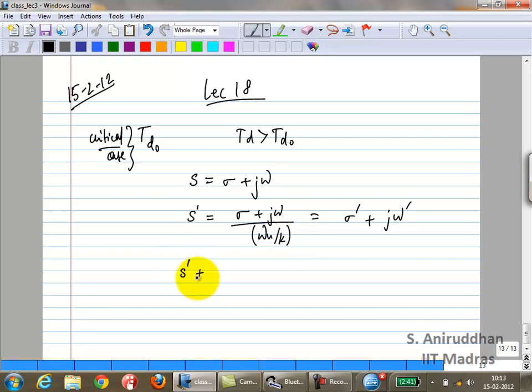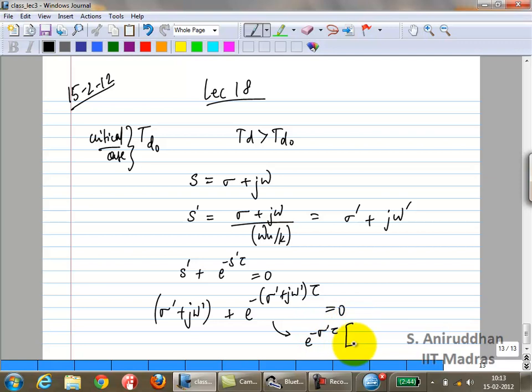So now you're trying to solve S prime plus e power minus S prime tau is 0. So this is the one. This is the equation you're trying to solve. So S prime is sigma prime plus j omega prime plus, okay. And now this portion you can split as e power minus sigma prime tau, which is a real number, times what is e power minus j omega prime tau? So it's, what is it, cos of minus omega prime tau, right? Because you have e power minus j omega prime tau, which happens to be cos of omega prime tau. And then what is the other term? Minus j sine. Correct?